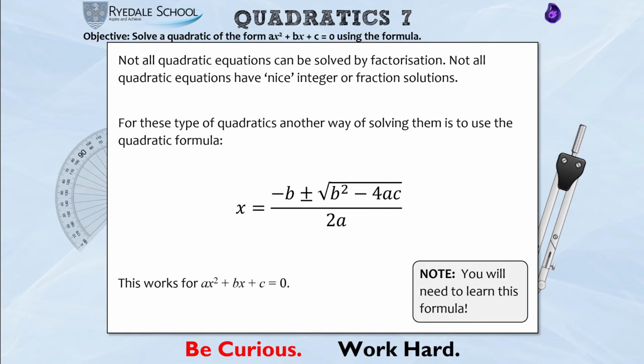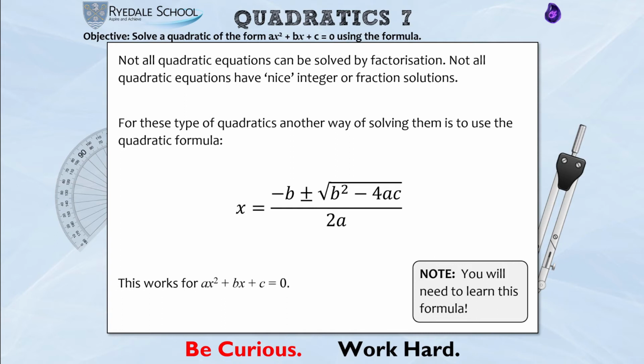For any type of quadratic that you cannot factorize, we can solve it using this rather lovely looking quadratic formula that says x equals -b plus or minus the square root of b squared minus 4ac all divided by 2a. And yeah, sorry, you are going to have to learn that. It's not a pleasant one to learn, but probably learning the formula is the most complicated part from today's lesson.